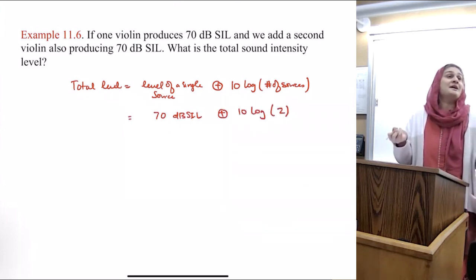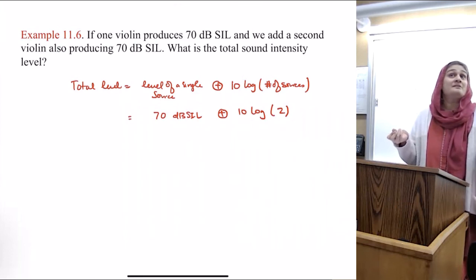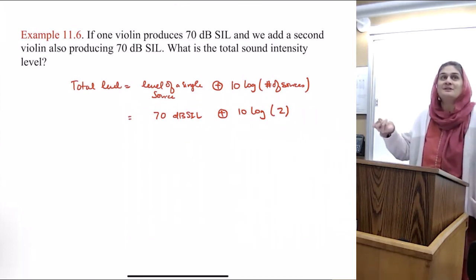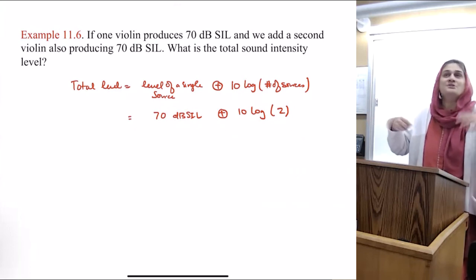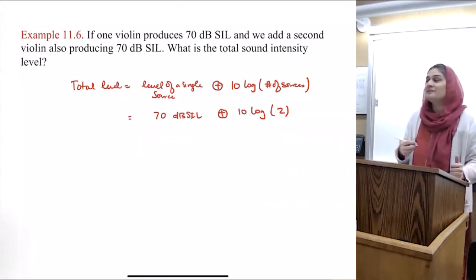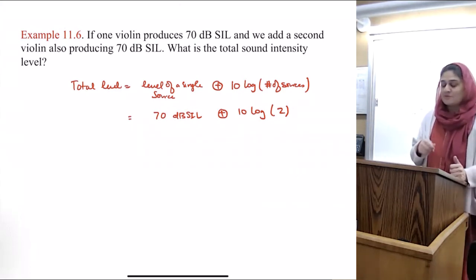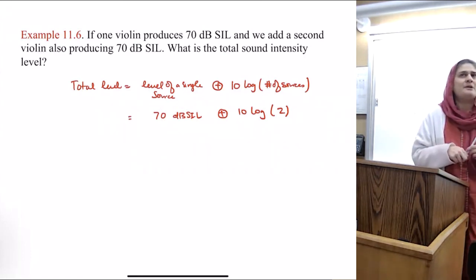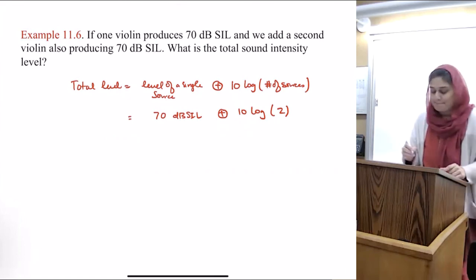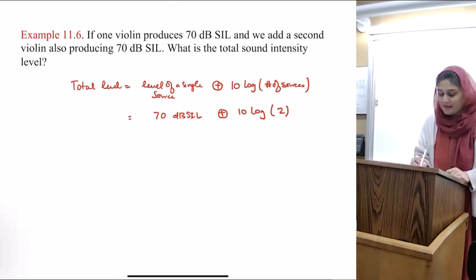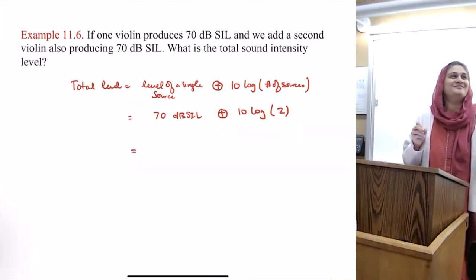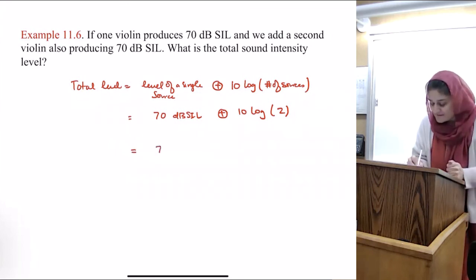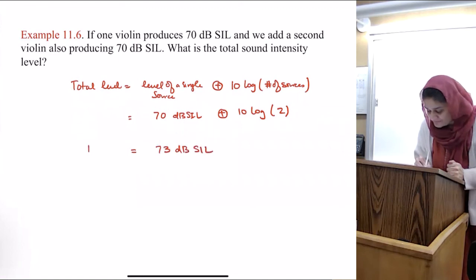So say the question asks you for 10 more added. Then what will be the total number of sources? 11. So you would just put in 11 there. Got it? And so log of 2, if I remember correctly, is 0.3. So let's just do a final answer. 73 dB SIL.